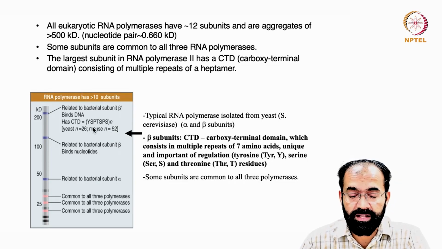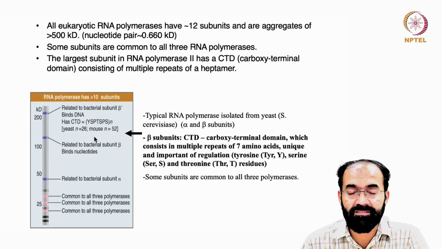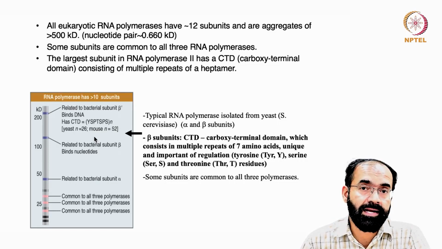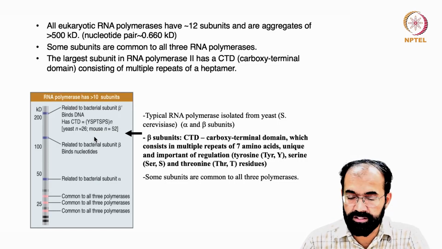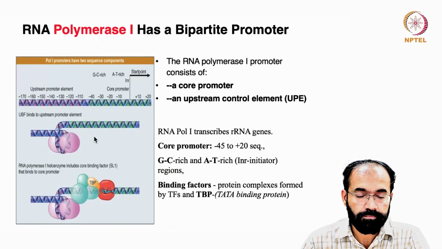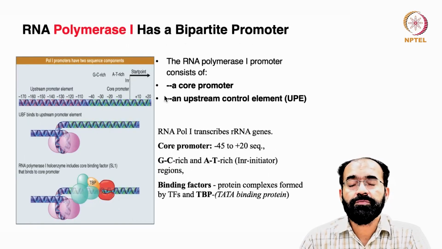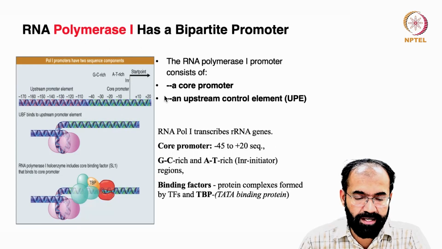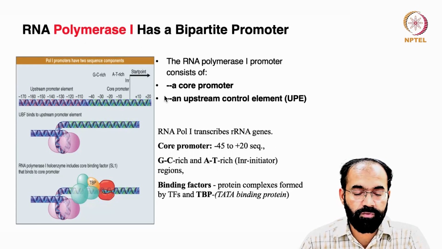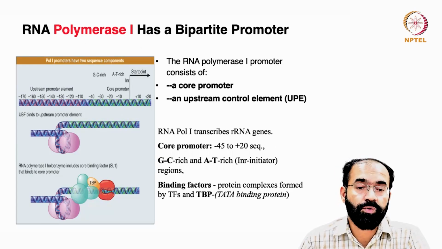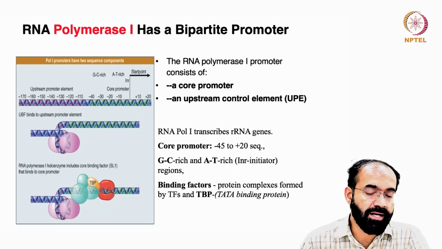So this domain is very important for the phosphorylation event, without which the RNA polymerase will not go downstream. Now we have seen RNA polymerase 2, so if you look into RNA polymerase 1, is there any unique feature in the RNA polymerase 1?